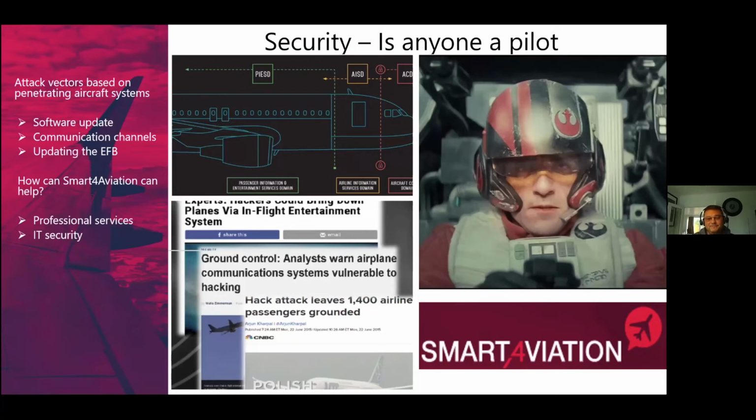Security. We've all had lots of reports of people in the back of the aircraft on seat 16D trying to hack into the aircraft systems. Lots of reports of planes being grounded due to cyber attacks. The three most open areas are software updates to an aircraft, the various communication channels, and updating the EFB. And where we can help from a Smart for Aviation perspective is we can offer professional services and IT security as part of our professional services package, as well as the software that we actually have on the market in this area.